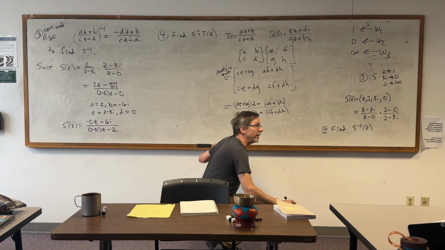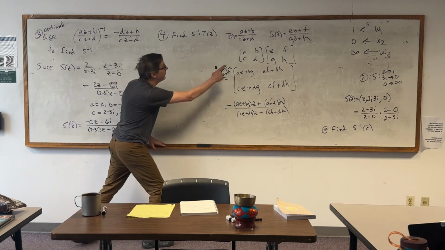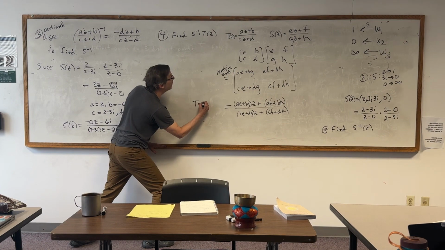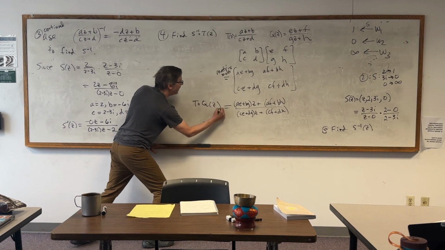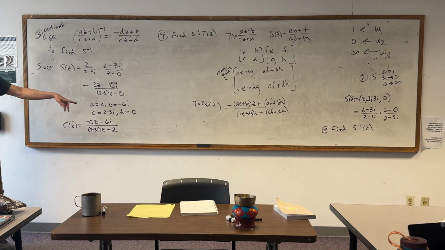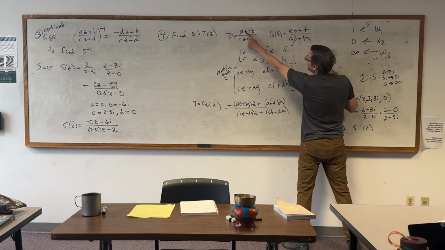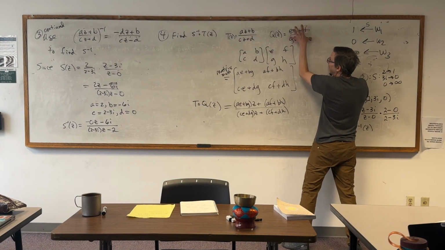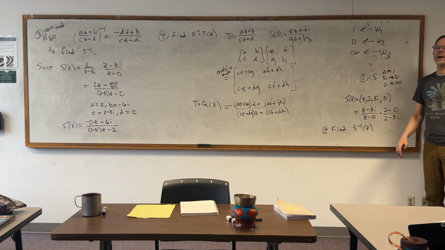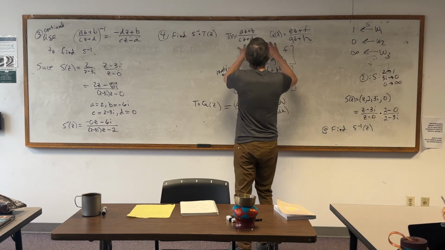And man, does that make life easier. That is the composition of these two things, T composed with Q of z. Doing it other ways is possible. You could replace every z here with this entire expression and then simplify, and you'll get this. But I think this is an easier way. Do it your own way. What works for you is the way to do this.